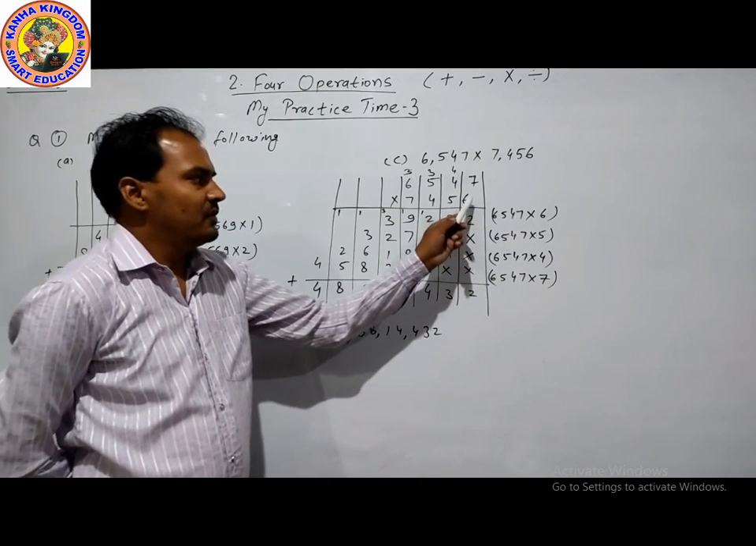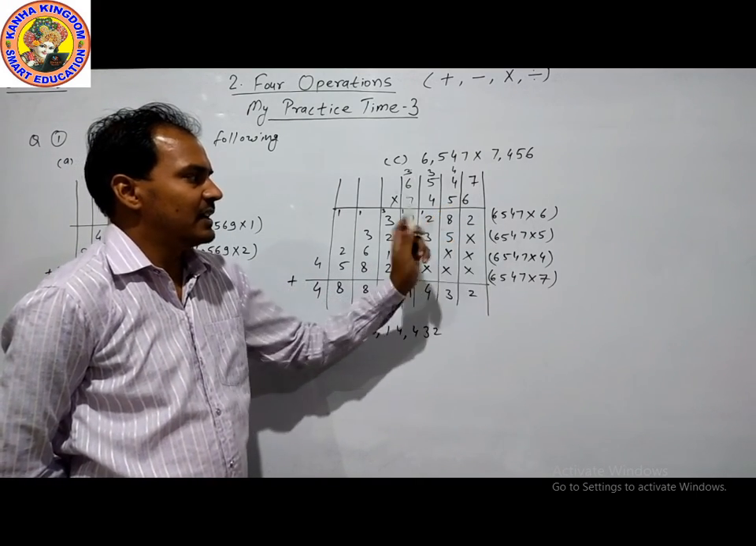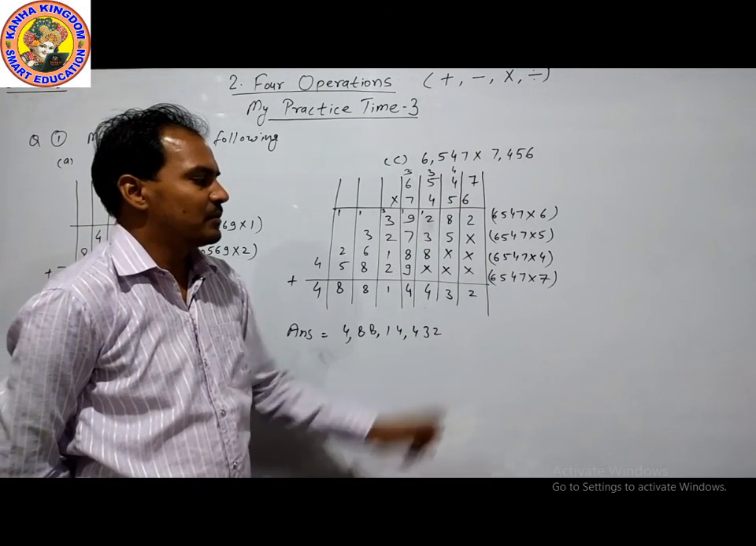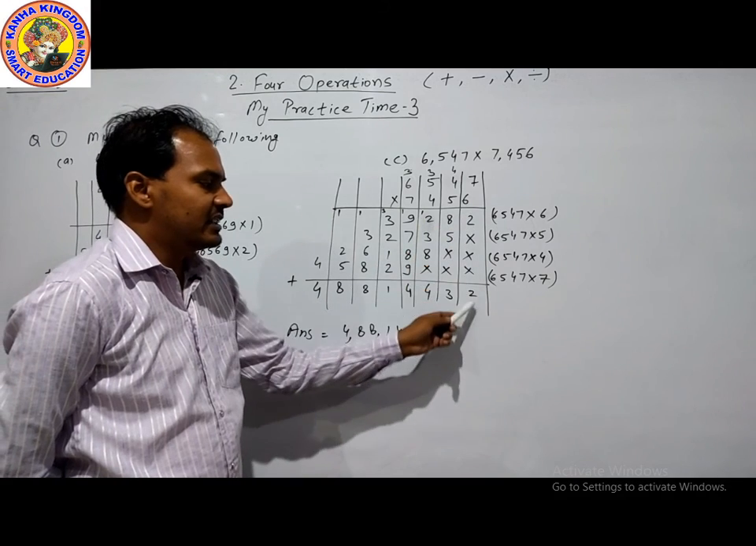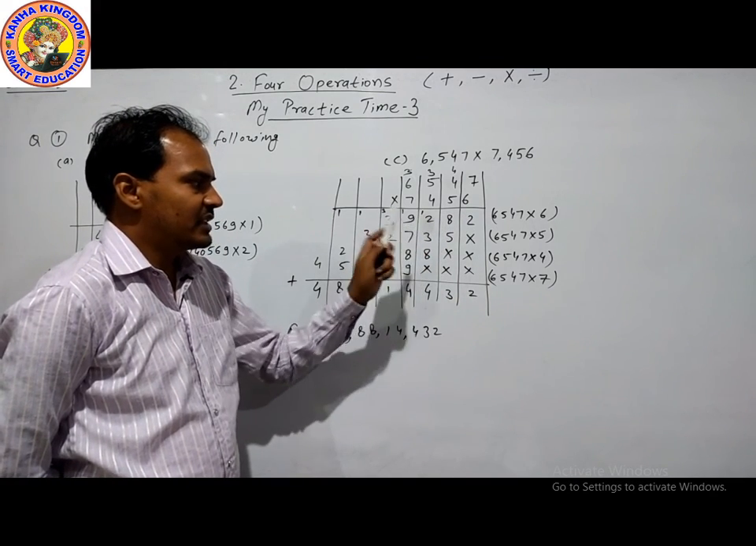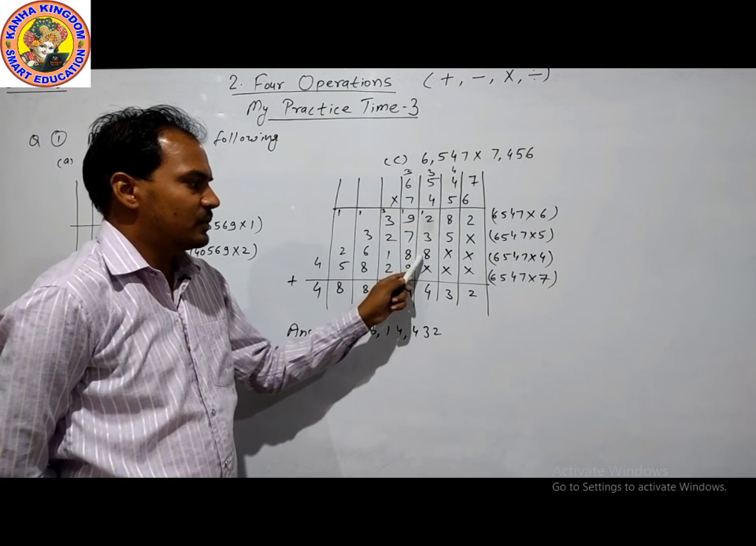In the first step we will multiply by 6. In the second step we will multiply by 5. In the third step we will multiply by 4. In the fourth step we will multiply by 7. Then adding these numbers, 2, 8 plus 5, 13. 1 is carry point. 1 plus 2, 3. 3 plus 3, 6. 6 plus 8, 14.